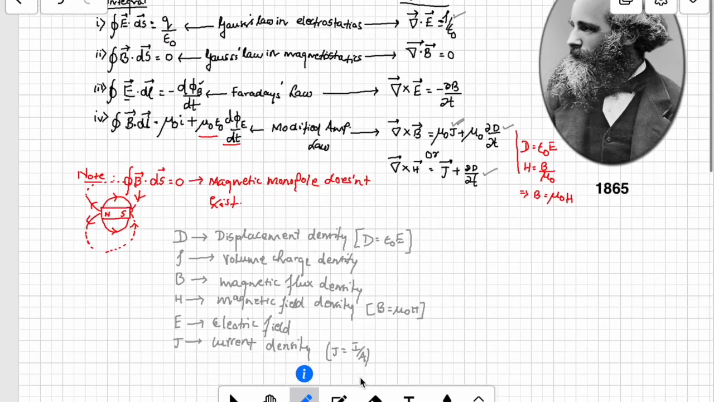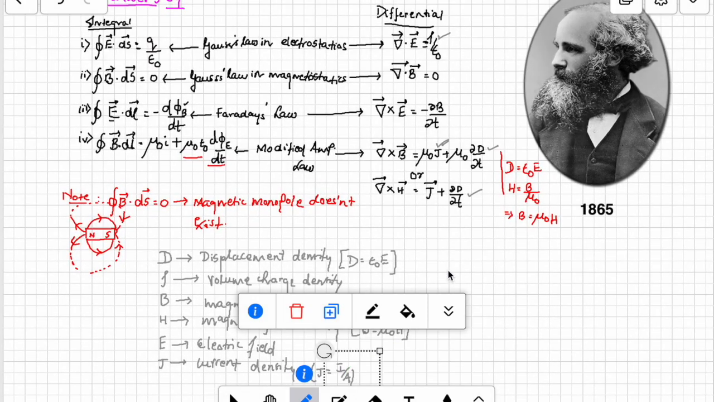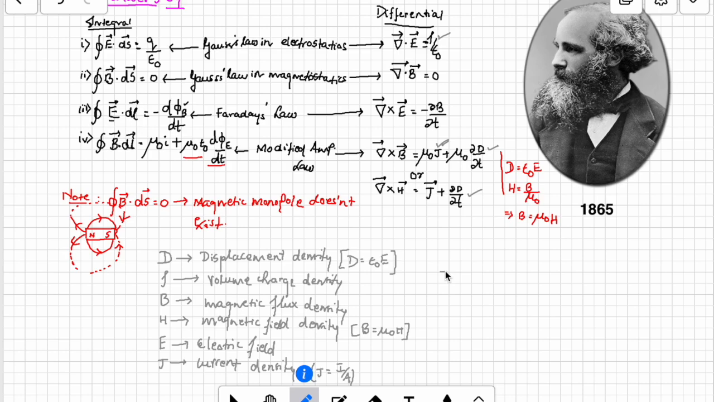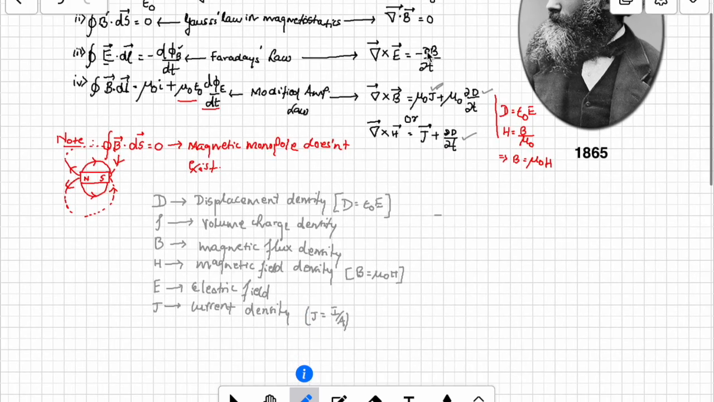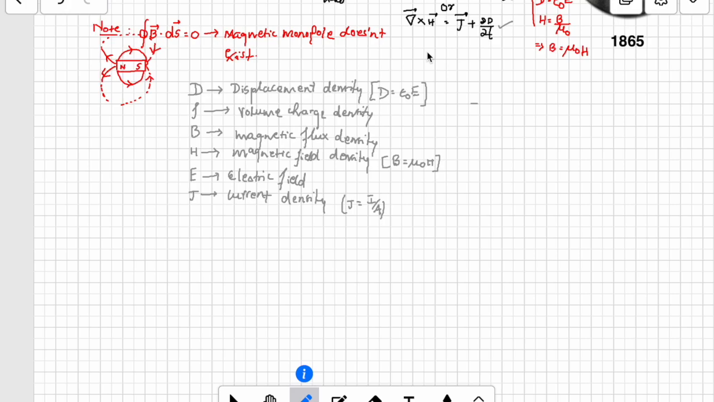Now what we have is four equations, and these equations are valid when you have some kind of medium. Now if you have a free space, that means let's say a vacuum, some of the terms won't be there. For example, in vacuum we won't be getting any volume charge density, and the current density won't be there, and so on.